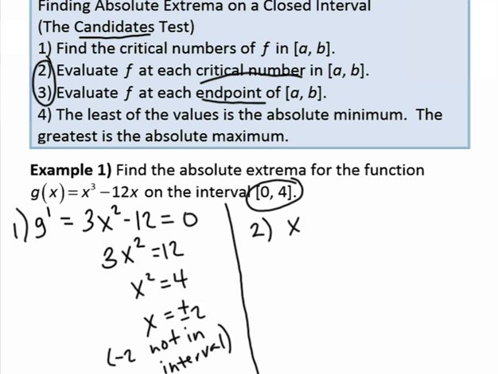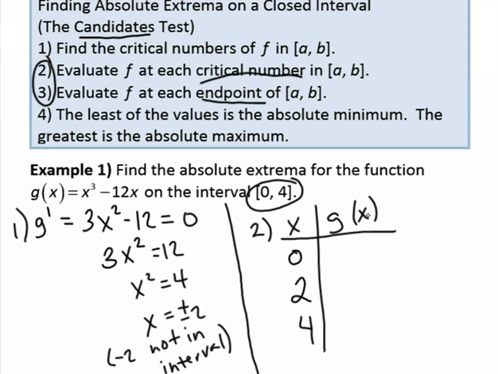I like to do a chart here, so I'm going to make an XY chart. So we have x and we have g of x. Now we're not concerned with the derivative anymore. We're looking at the values of g. So we're looking at when x is 0, that's the first endpoint. In between is 2, that's our critical number, and 4 is our other endpoint.